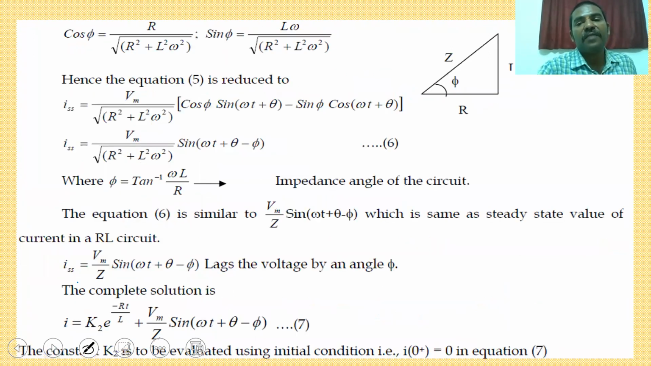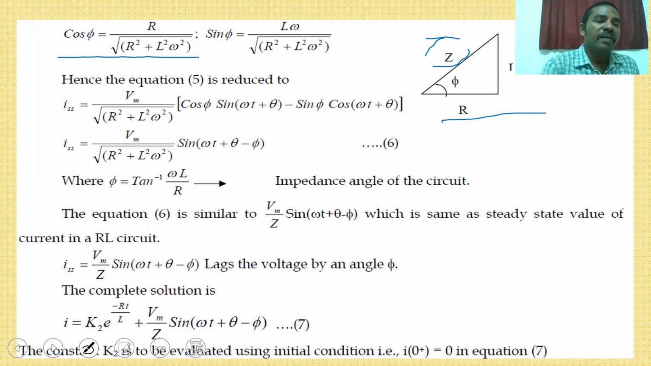In the impedance triangle of the RL circuit, the horizontal side is resistance, the vertical side is L omega, and the hypotenuse is Z. So Z is equal to root of R square plus L square omega square. By using this impedance triangle, cos phi is R by root of R square plus L square omega square, and sin phi is L omega by root of R square plus L square omega square. Then ISS is equal to Vm divided by root of R square plus L square omega square, times cos phi sin omega t plus theta minus sin phi cos omega t plus theta.